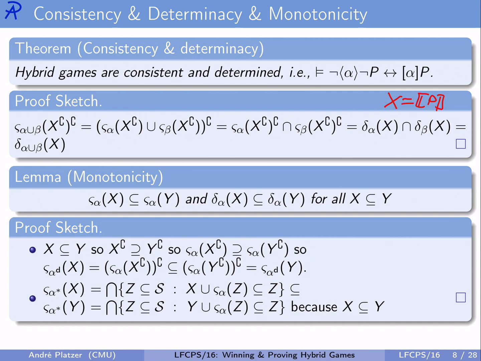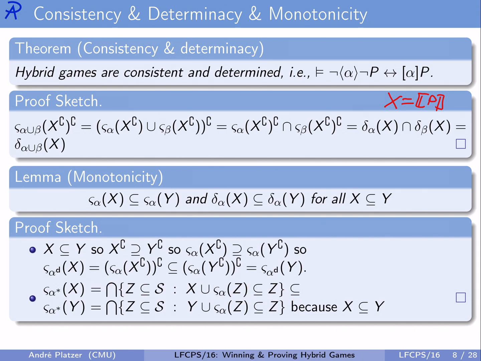And likewise, you have to worry about other operators. Here I'll do one more. For example, one other interesting operator is the repetition case, where the winning region for the hybrid repetition alpha star winning into the region X remembers this least fixed point condition.